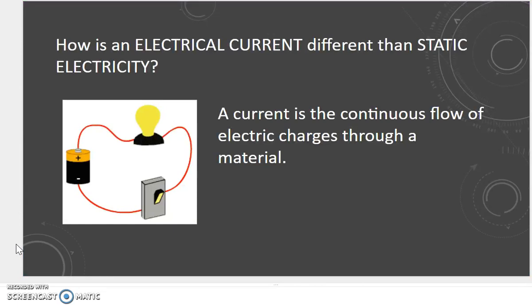All right, so next we're going to get into current versus static. And current, if you can't already tell, means that it will be a continuous flow of electrical charges through a material. So this is where we conducted a short experiment earlier in the year where you created just a basic circuit, and it was the insides of a flashlight. And we're going to be getting into a little bit more complex circuit building in the next few days.